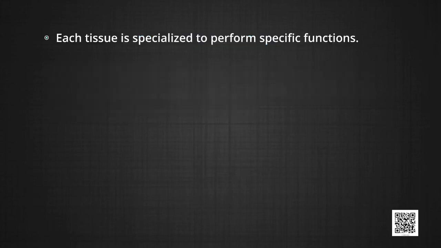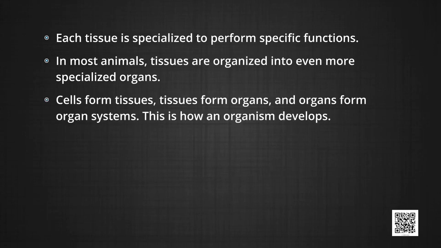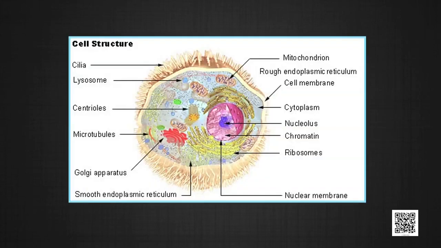Each tissue is specialized to perform a specific function. In most animals, tissues are organized into even more specialized organs. Cells form tissues, tissues form organs, and organs form organ systems. This is how an organism develops. These cells have to differentiate and become specialized in various ways. Cell structure: the nucleus, nucleolus, ribosomes, smooth ER, that is endoplasmic reticulum, rough ER, endoplasmic reticulum, nuclear membrane, Golgi body, lysosome, mitochondria, centrioles, cytoskeleton, vacuoles.